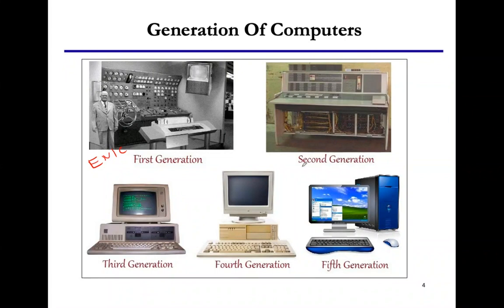Now we talk about the second generation. What are the improvements that happened in the second generation? Right. So the second generation of computers replaced the vacuum tubes with a reliable component called transistors.